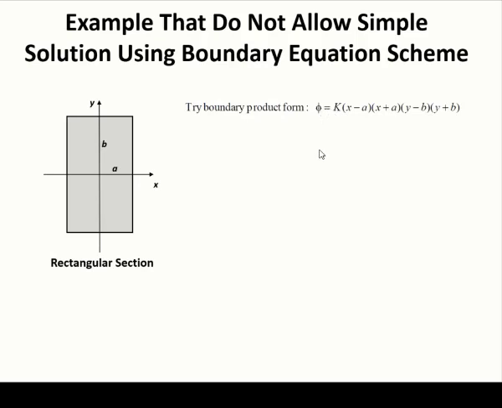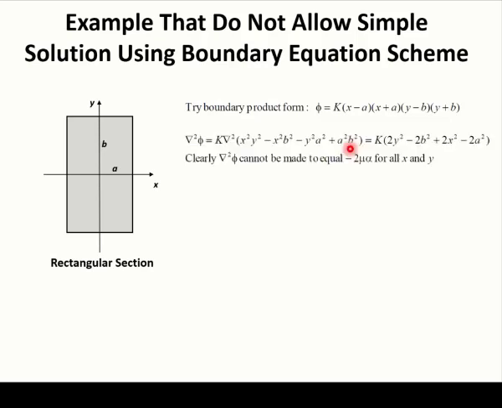But the problem is, when we look at the governing equation and plug this in and find delta square phi, we get this function. And this one should be equal to minus 2 times mu times alpha for all x and y, and it's clear that it will not be satisfied. So this is why, in this case, this stress function did not work to find a solution.